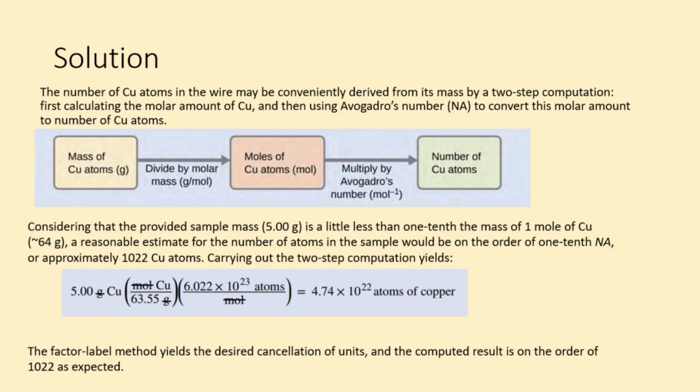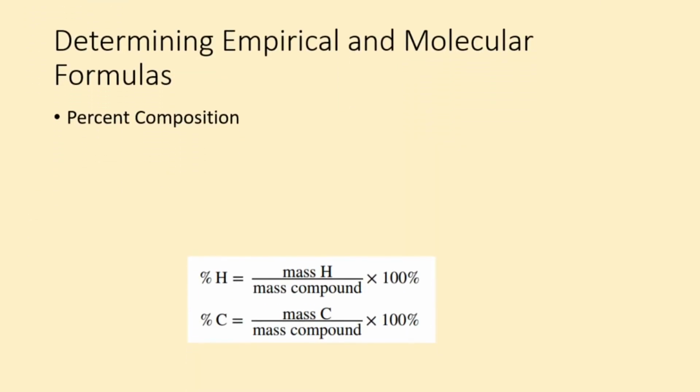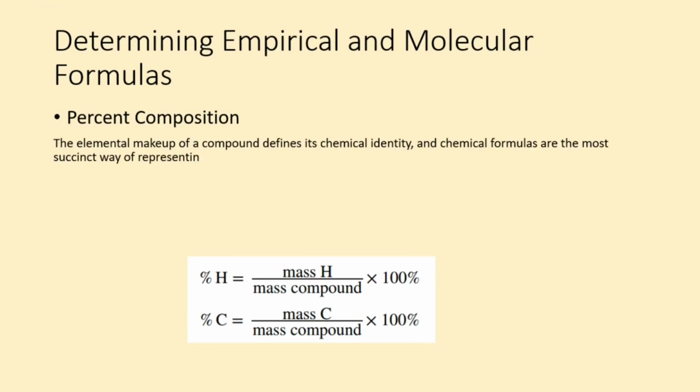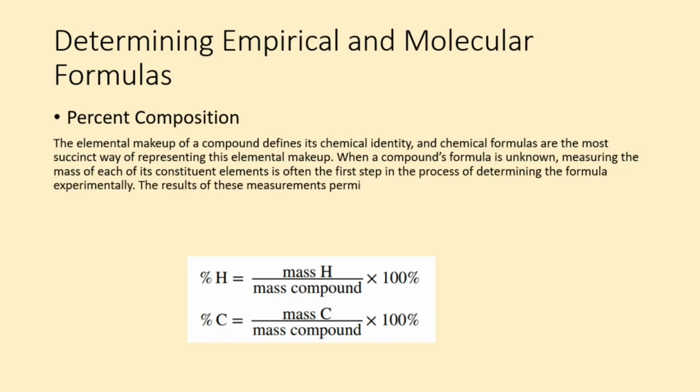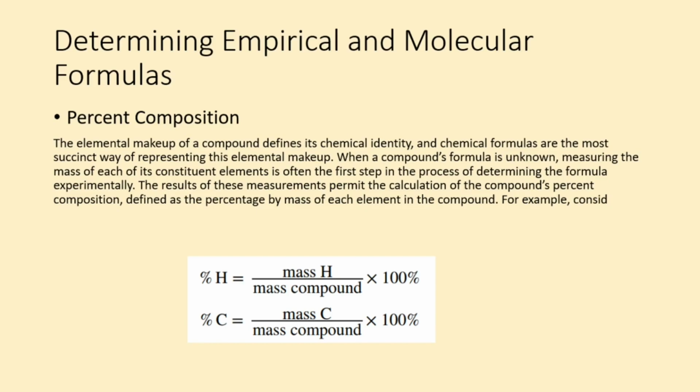Determining empirical and molecular formulas. Percent composition. The elemental makeup of a compound defines its chemical identity, and chemical formulas are the most succinct way of representing this elemental makeup. When a compound's formula is unknown, measuring the mass of each of its constituent elements is often the first step in the process of determining the formula experimentally. The results of these measurements permit the calculation of the compound's percent composition, defined as the percentage by mass of each element in the compound.